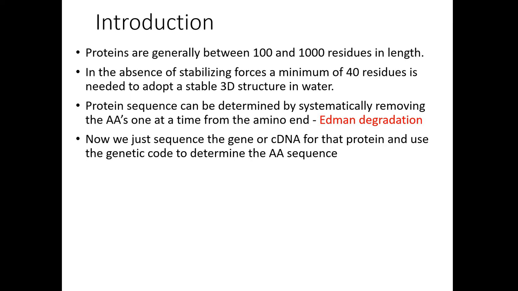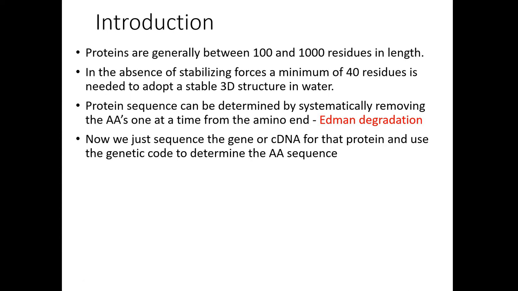This means we can say that this will make the domain structure, because the domain structure is the stable structure in proteins, the tertiary structure. So a minimum of 40 amino acids is required. We will be talking about the domain structure also. In your syllabus you have the domain and motif topic. Protein sequence can be determined by systematically removing amino acids, by a method called Edman degradation.